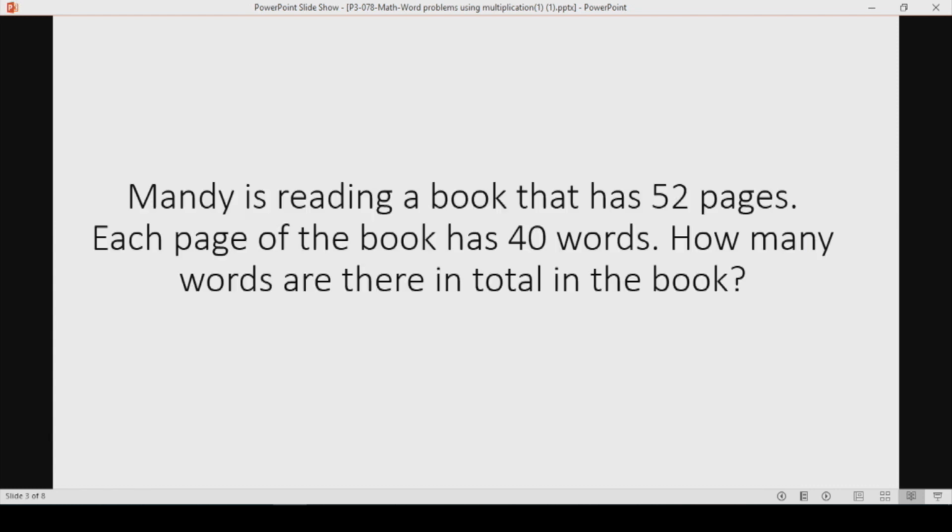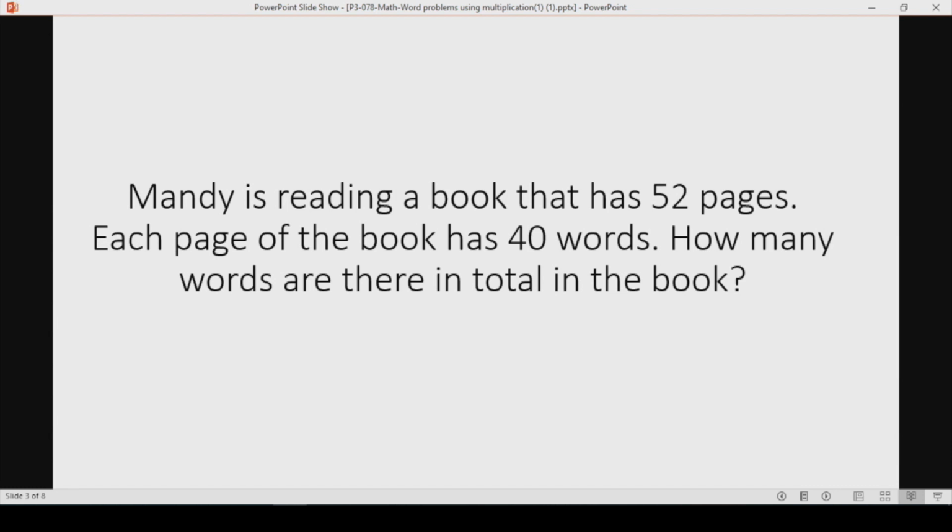Okay, so let's read together. Mandy is reading a book that has 52 pages. Each page of the book has 40 words.